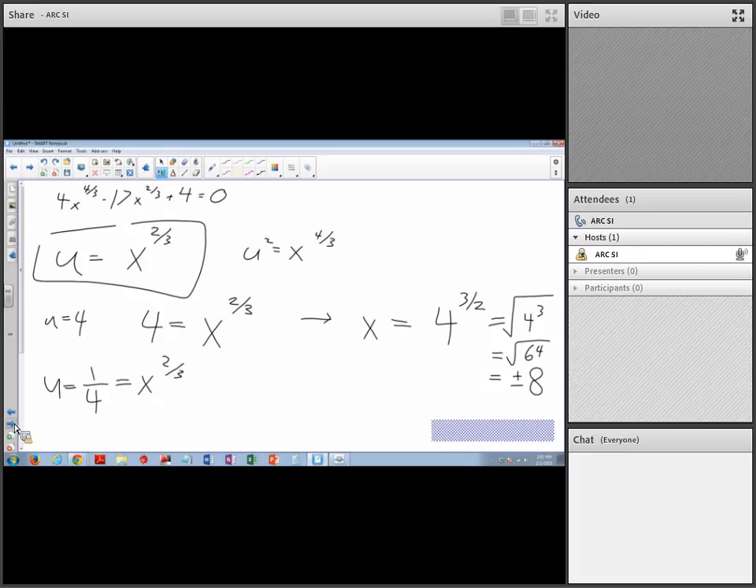Okay. So that would just be 1/4 the second power. And then 1/4 to the third power, or square root 1/4 to the third power, is equal to 1/64, or square root 1/64, which would be plus or minus 1/8. Yes. Okay, there you go. Wow.